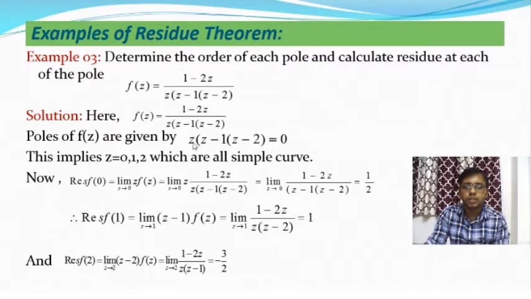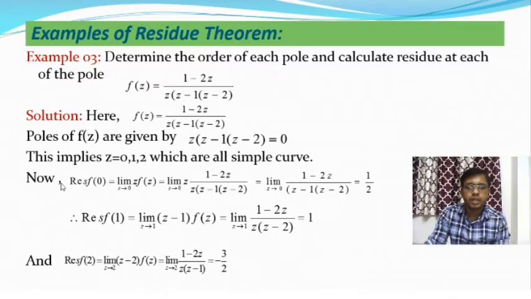Therefore first of all z is equal to 0, z minus 1 is equal to 0, as well as z minus 2 is equal to 0, and this implies z is equal to 0, 1, 2. So therefore the poles of the function f of z are 0, 1 and 2, which are all simple poles. Now we are going to find the residue at z is equal to 0, z is equal to 1 and z is equal to 2.